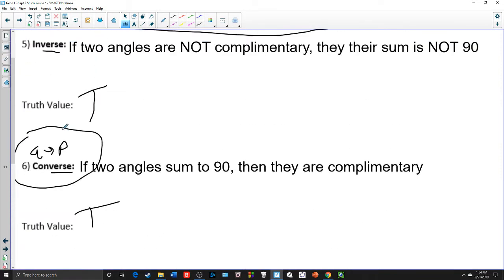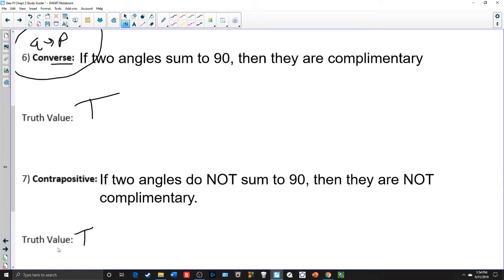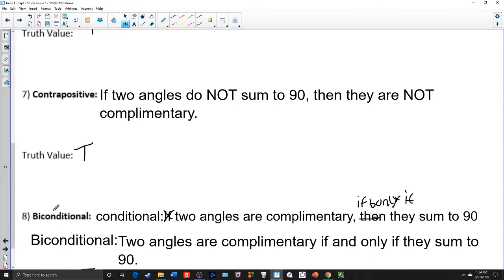So again, just remember that inverse is nots, converse is flipped, contrapositive is both. And then the biconditional is the if and only if.